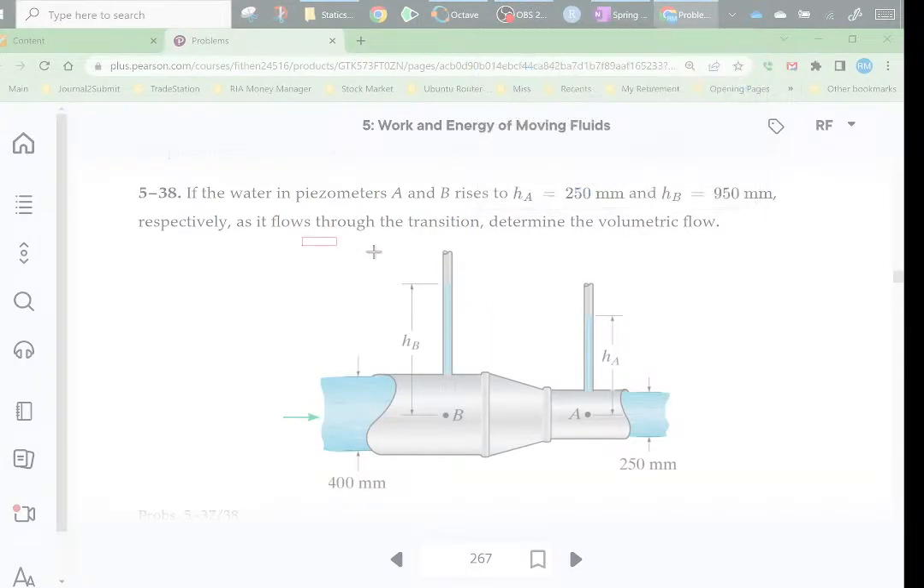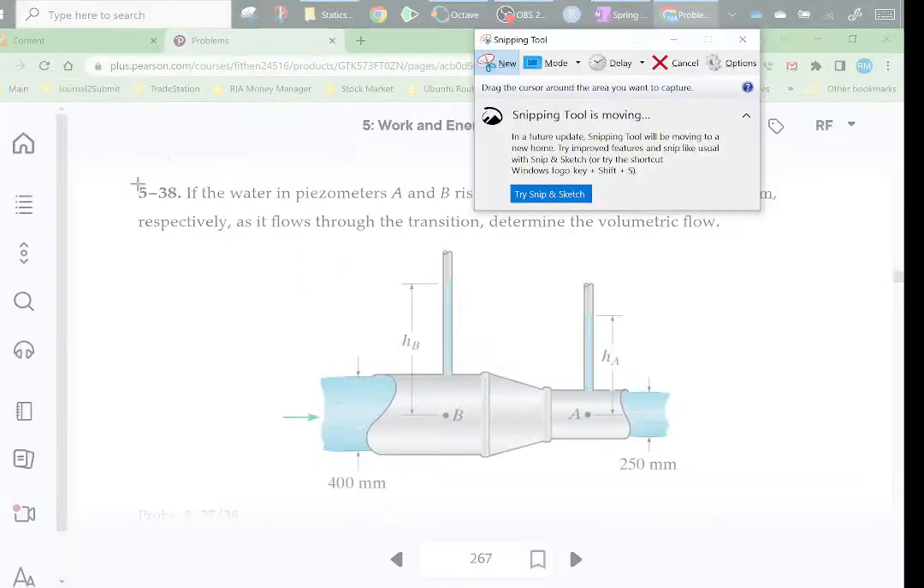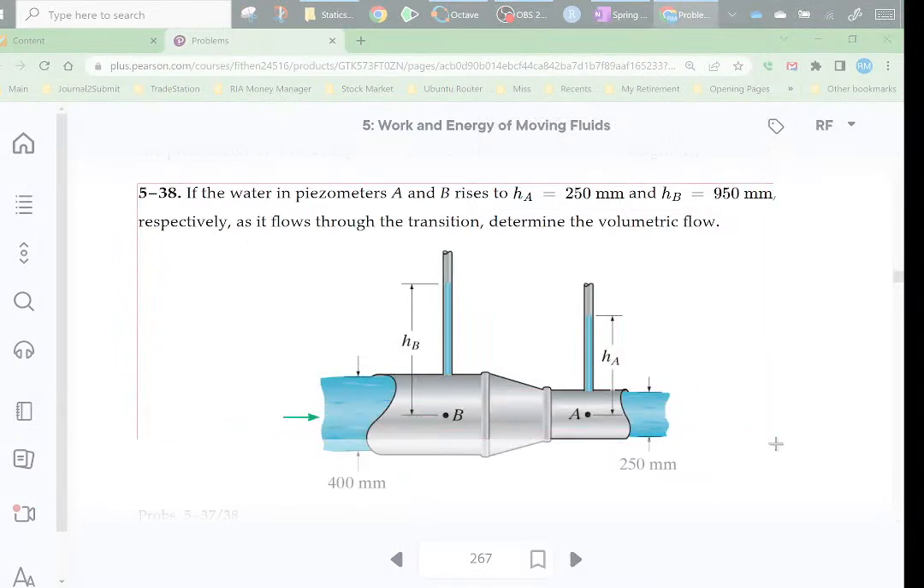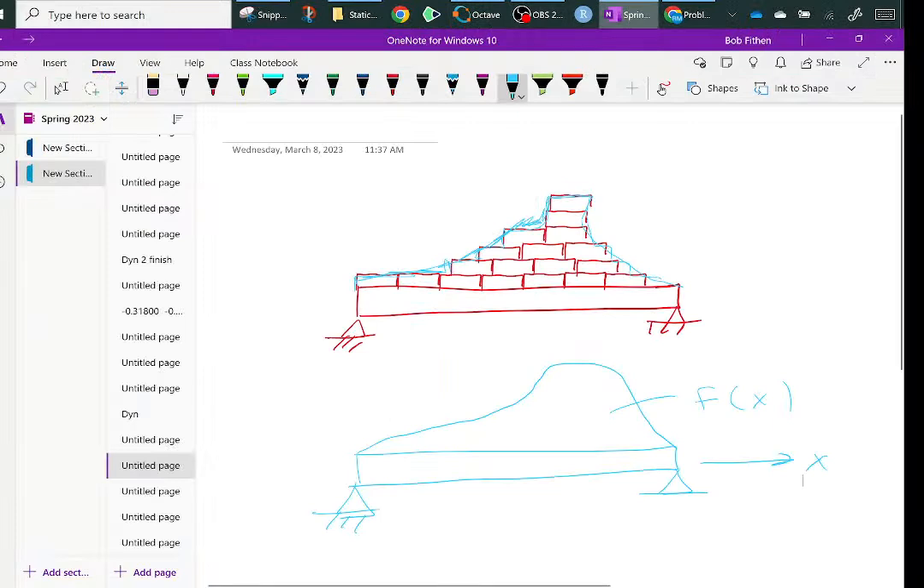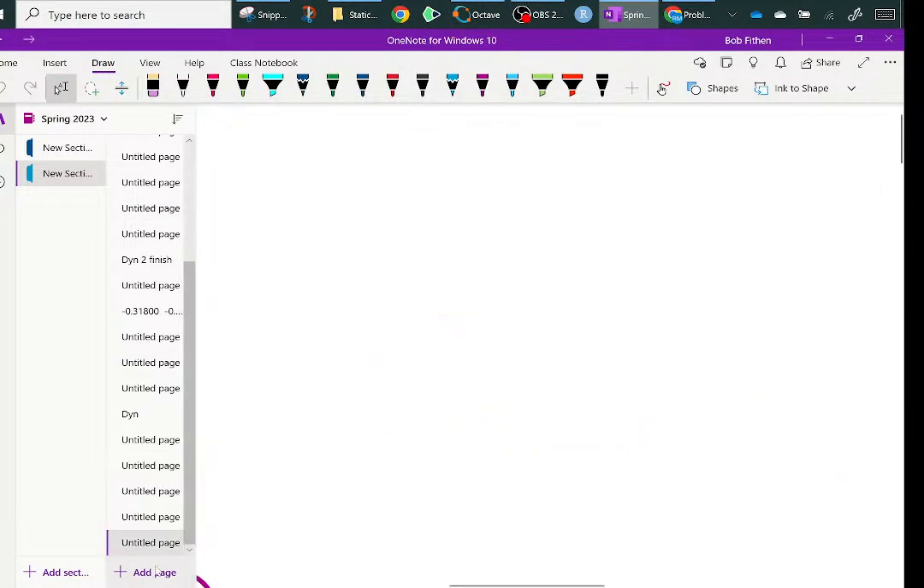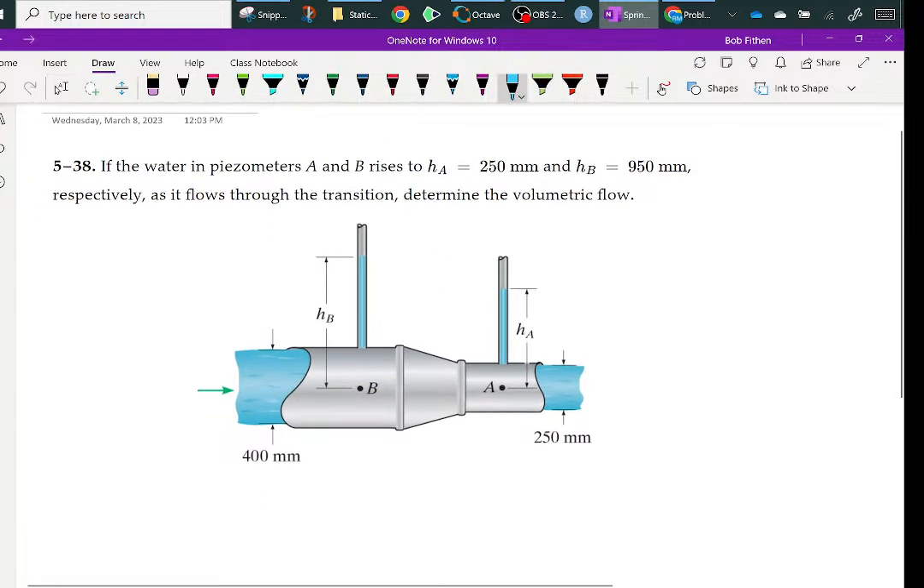Okay, is there any other information? Oh, shoot, I need to get the problem statement too, because it tells you what HA and HB is. Okay, let's go to the bottom. So if we do this problem, we do one or two and then go about our way.